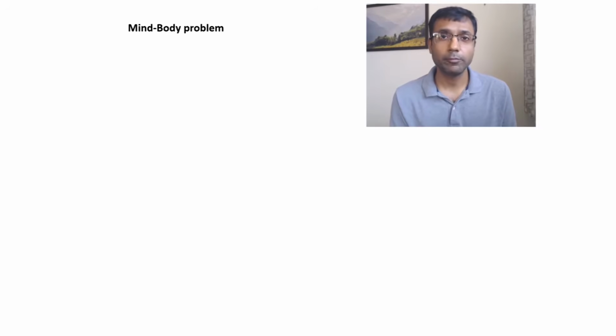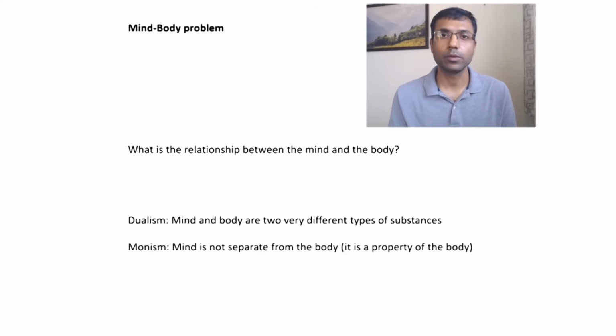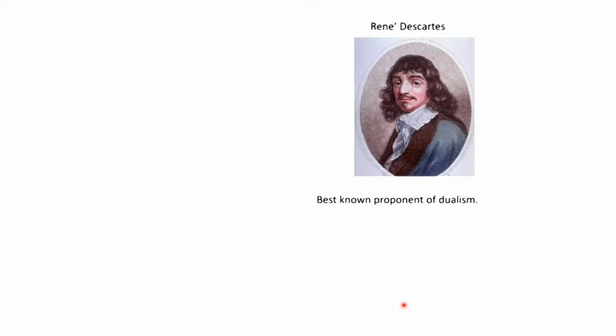Now, broadly, there have been two kinds of ideas. The first idea is called dualism, which is that the brain and the mind are two very different entities. The brain is physical and the mind is non-physical, and they somehow interact, but these are two different things. And the other idea is monism, which says that the mind is not different from the body or the brain. Rather, it's just a feature or a functionality of the brain or the body.